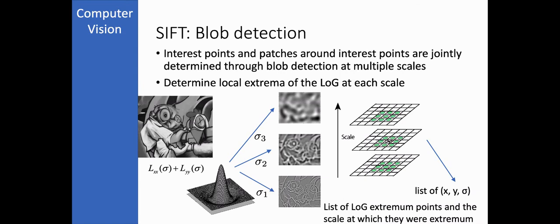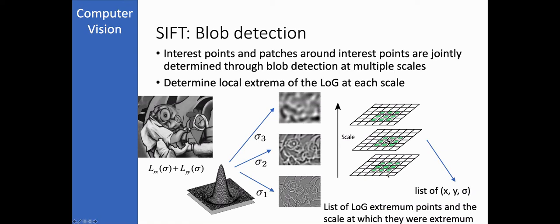Interest points and patches around interest points are jointly determined by using blob detection at multiple scales. Multiple scales means I take an image and I smooth the image with different amounts and apply the Laplacian of Gaussian filter. At different scales, I will get different filter responses, and I will record the extremal points. So for example, the 3 images will give me 3 maps of extremal points. These give me a list of interest points and the standard deviation at which each interest point was maximal.